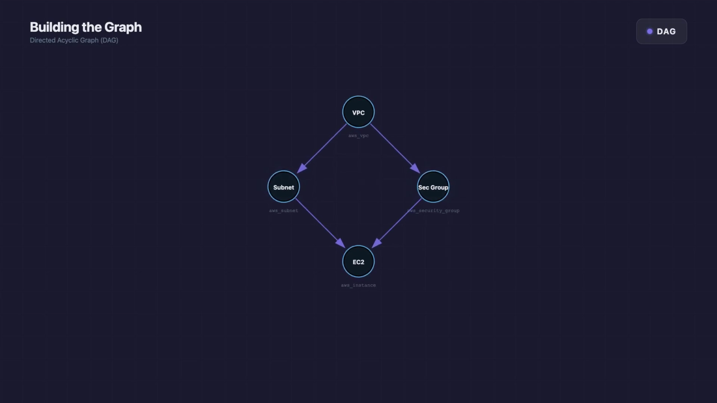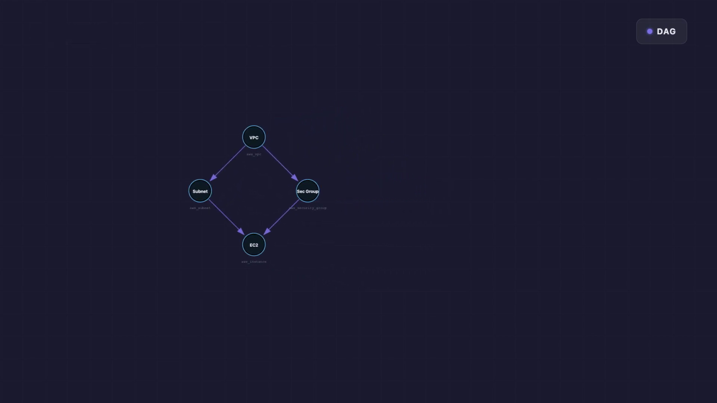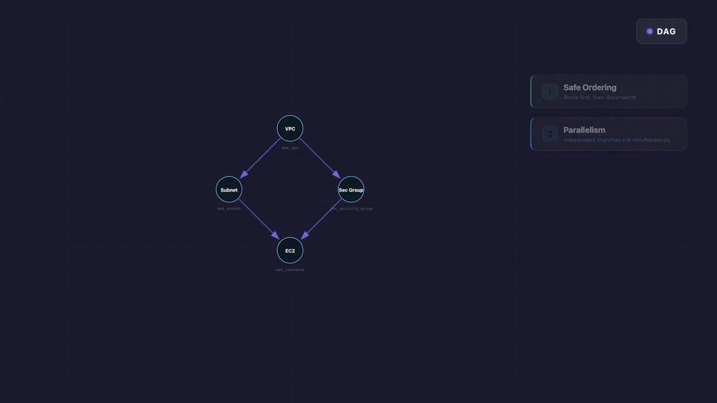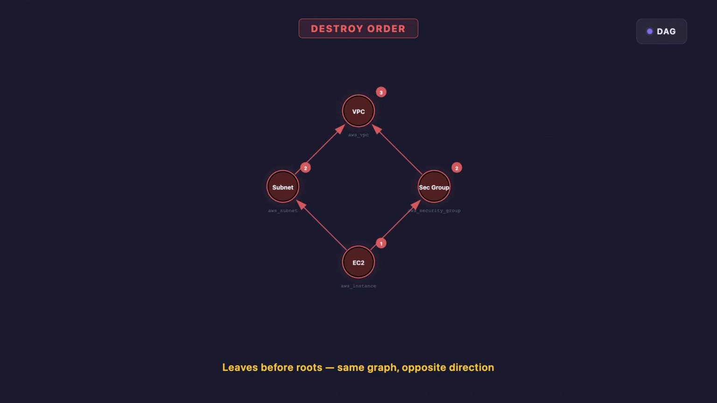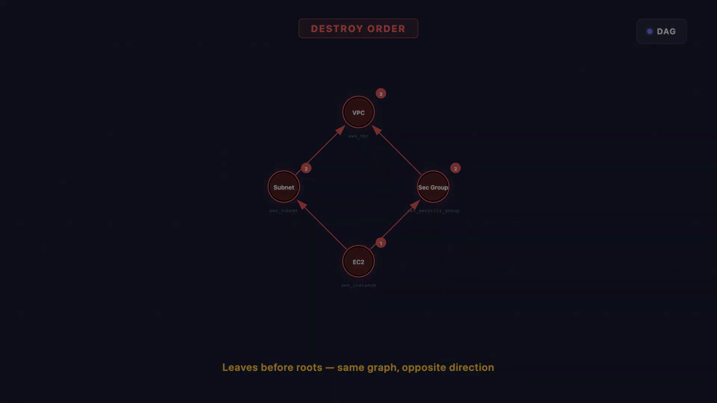This is the power of the dependency graph. It gives Terraform two things. First, a safe ordering. Resources are created from the roots of the graph downward, ensuring no resource is created before its dependencies. Second, parallelism. Independent branches of the graph can execute simultaneously, making operations faster. And when you're destroying infrastructure, the graph reverses. The instance goes first, then the subnet and security group, and finally the VPC. Leaves before roots. Same graph, opposite direction.